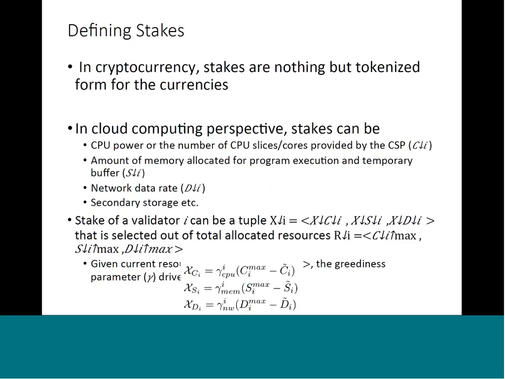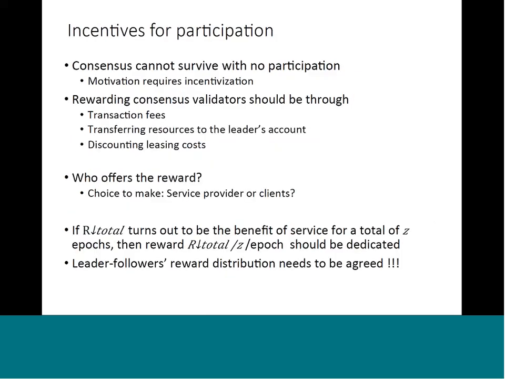And we also added a greediness parameter that would help incentivize the validating nodes, so that they feel like they are not only staking the resources, but also reaping the benefits of participating in the consensus process. So I talked about the incentives for participation. How do we make sure that the validating nodes will indeed participate? How do we ensure that the incentives are clear, and who provides the incentives?